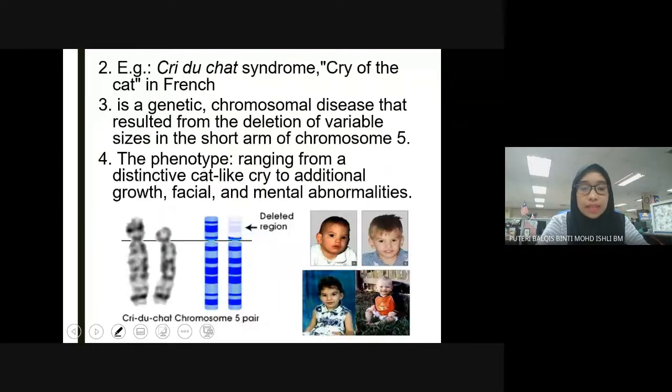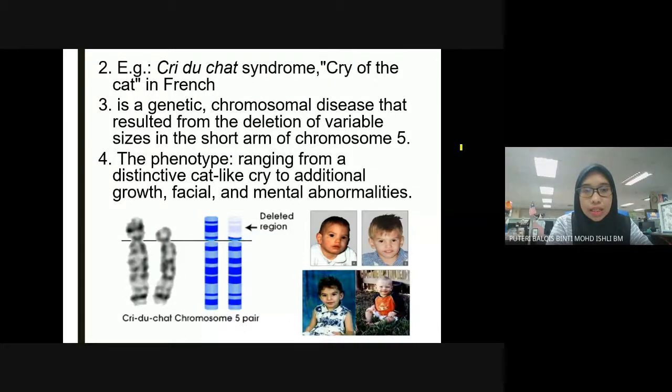Okay, for example, deletion, example of syndrome yang awak kena tahu adalah cri-du-chat syndrome, ataupun cry of the cat in French. Cri-du-chat adalah genetic chromosomal disease that is due to deletion of chromosome number 5. Kat sini, the short arm here.